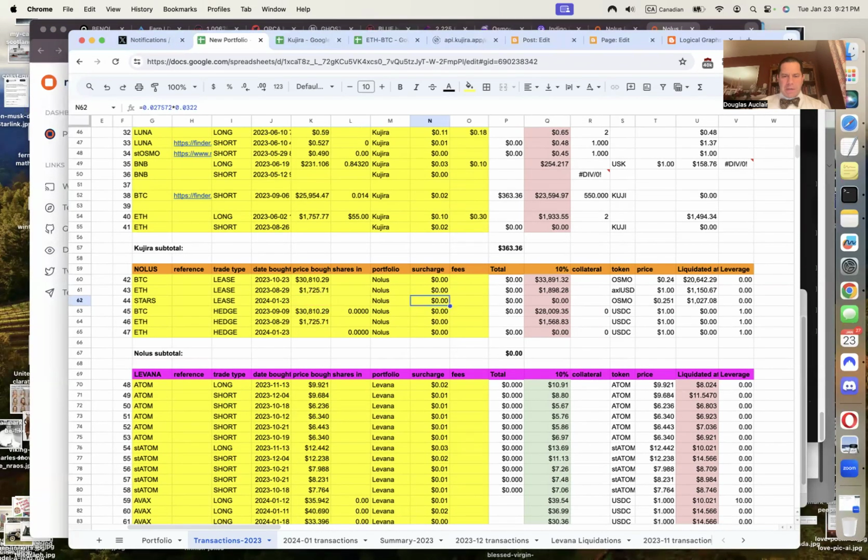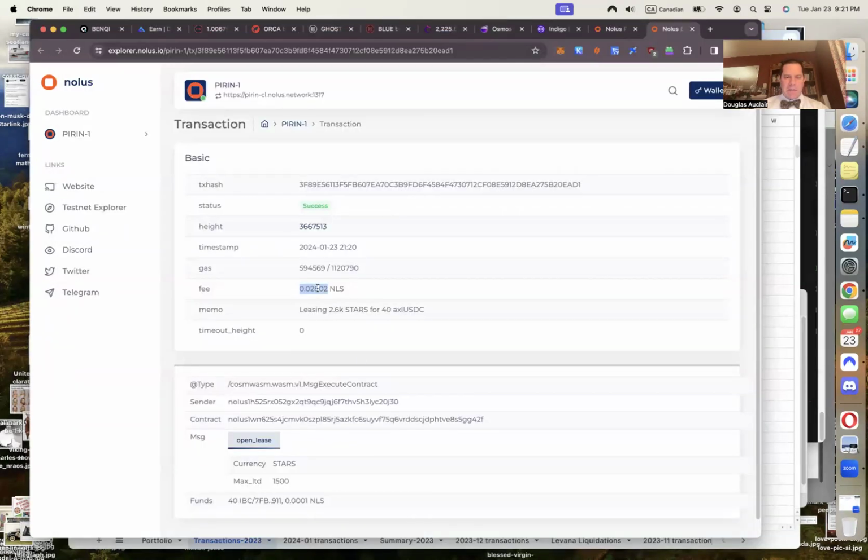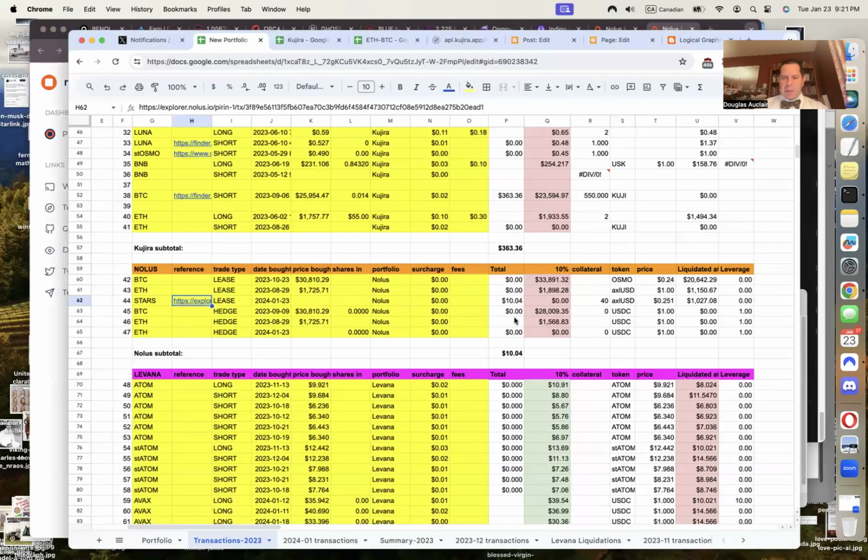Shares in, we'll fill that in for Nolus surcharge. We'll get that later. Fees total, 10%. Collateral, I'm using 40 Axel USDC. Price, blah, put in that leverage. Okay, and then let's put in the reference number, which is the transaction ID that I'm using. Okay, this is 0.02 Nolus is the charge. So that surcharge is the cost of Nolus, which I'll put in 1 as a holding for right now, and I'll fix that later.